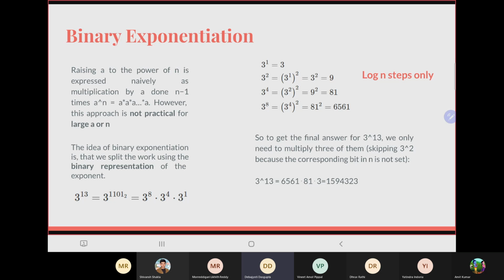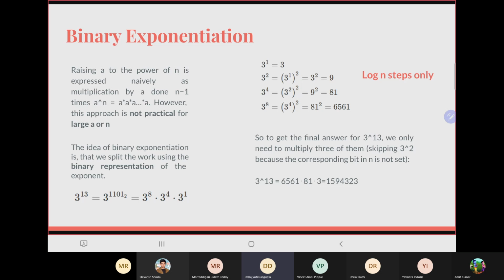So what will be our final answer for 3 power 13? We just take those terms which had bits set to 1 and take the product of them. So this is done in O of 1, into O of log n to the base 2. I hope you get the idea of what we are doing in binary exponentiation.